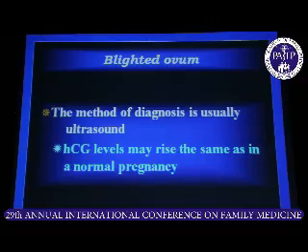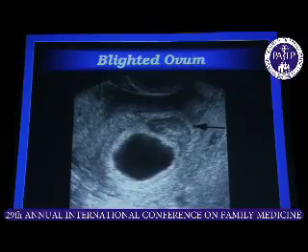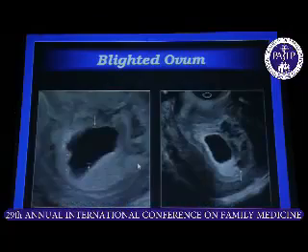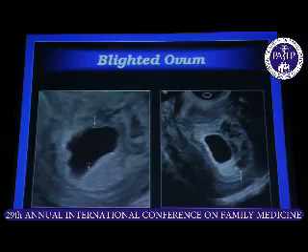Beta HCG is done, and if it is higher, then you look at the gestational sac, and an 8 millimeter sac without a yolk sac is a bad sign. And that's what happens. You can see a sac, but no yolk sac and no fetal pole. And here you can see a misshapen sac, and here you can see some subchorionic bleed.